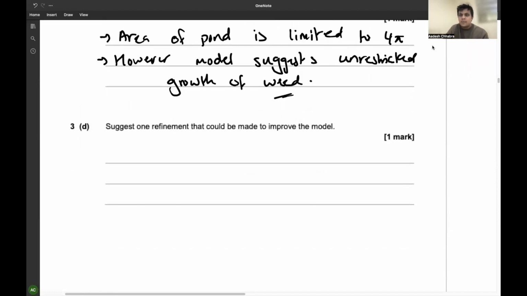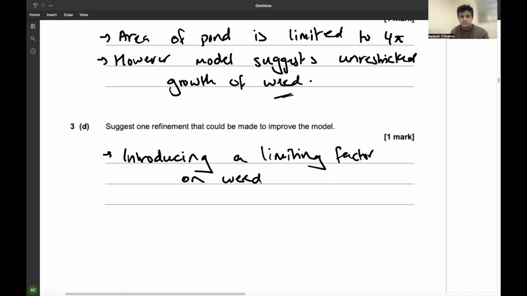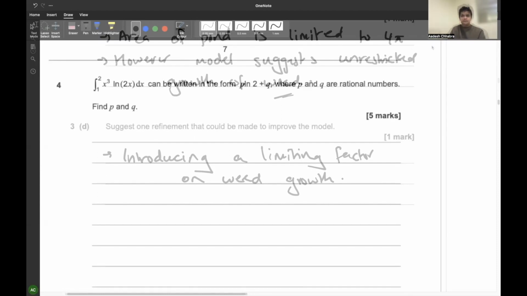So now in question 3D, we've been asked to suggest one refinement that could be made to improve the model. Let's build upon the limitation that we went for, the fact that the model suggests unrestricted growth of weed. So maybe just introducing a limiting factor on the growth would be sufficient. And that should be question 3.